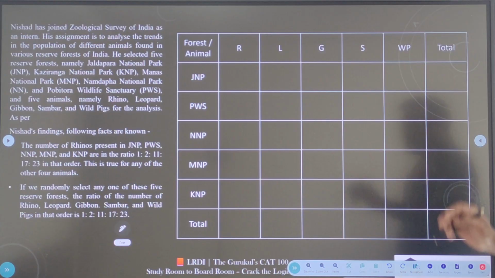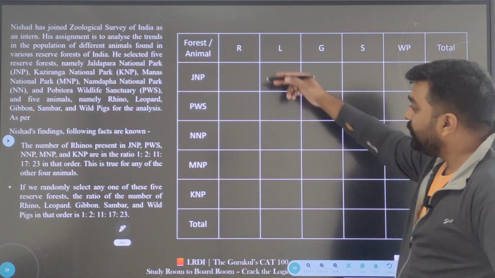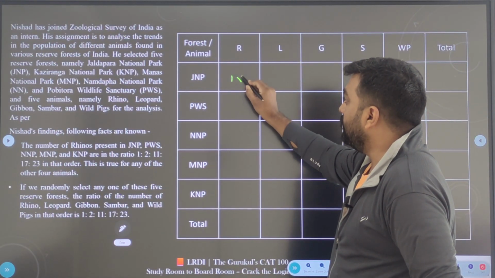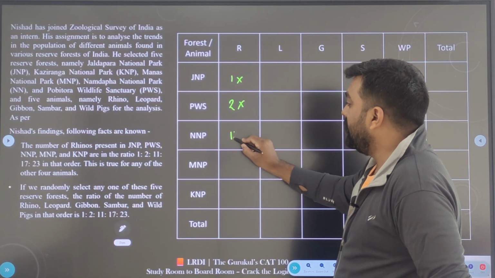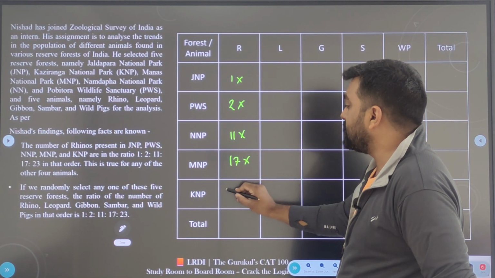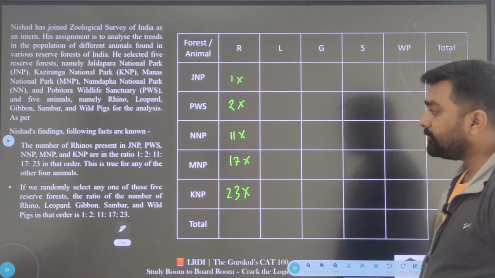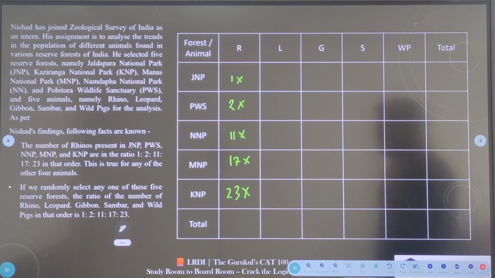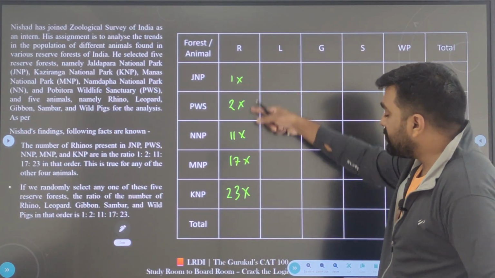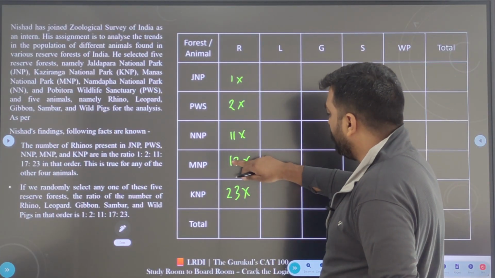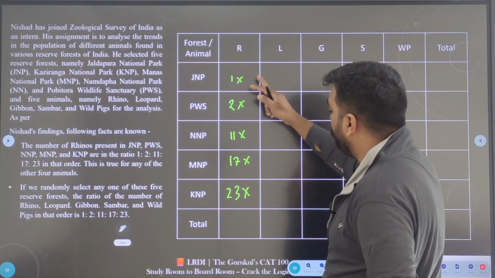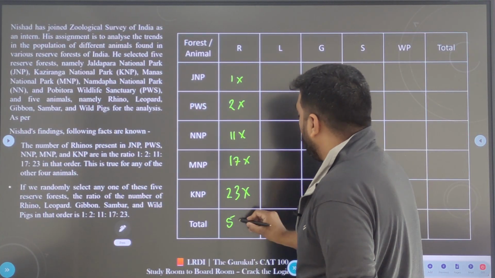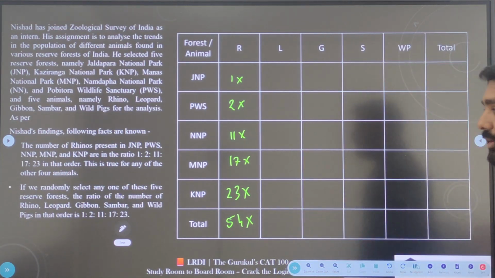Let's look at the information. The first point: the number of rhinos present in JNP, PWS, NNP, MNP, KNP are in the ratio 1:2:11:17:23. So these are 1x, 2x, 11x, 17x and 23x. The total number of rhinos present in the different forests are in this ratio. The sum of all this is 54x, which is the total number of rhinos present.